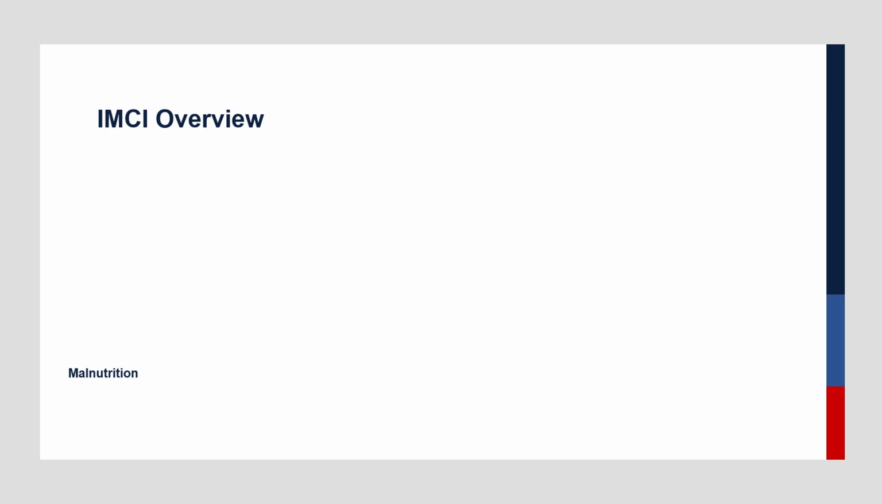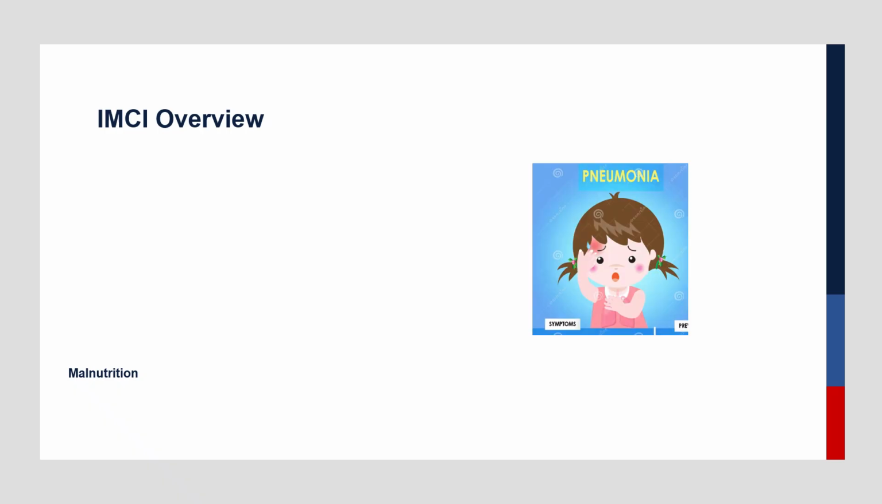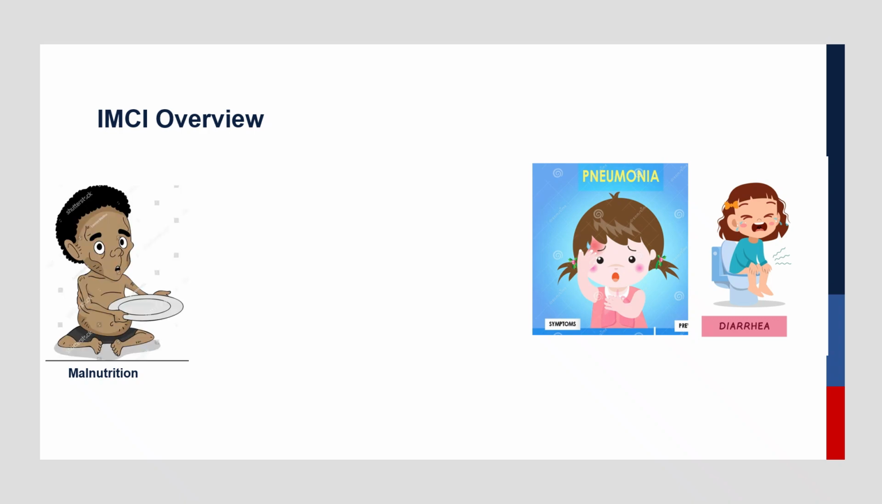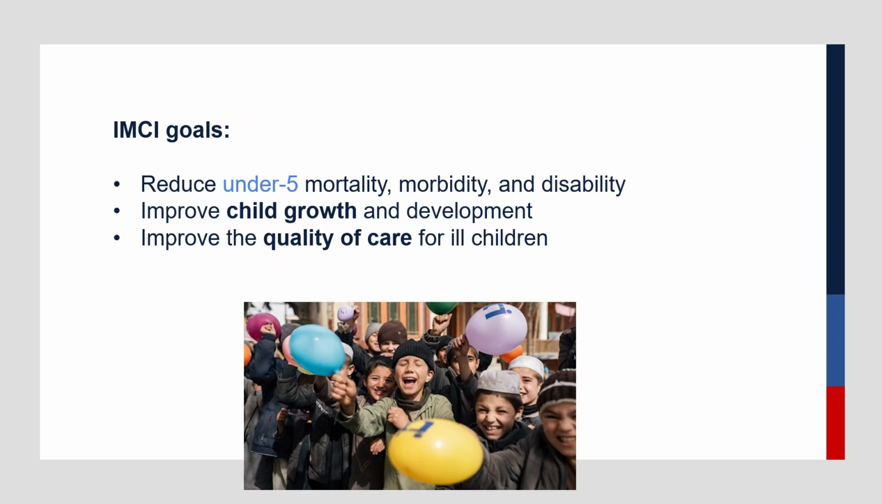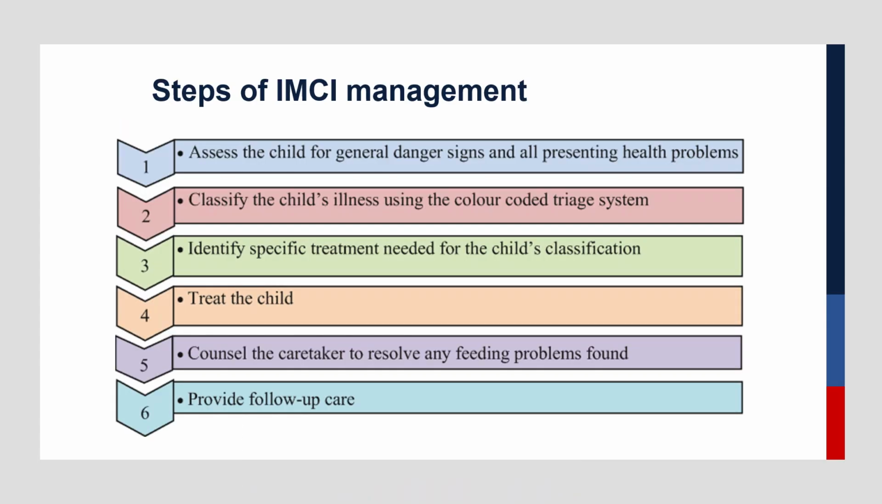The IMCI was developed by the World Health Organization, WHO, and UNICEF to improve healthcare services and reduce childhood deaths. The common conditions addressed include pneumonia, diarrhea, malnutrition, malaria, and measles. The goal of the IMCI is to reduce mortality in children who are under 5 years old, to improve their growth and quality of care in children who are ill.